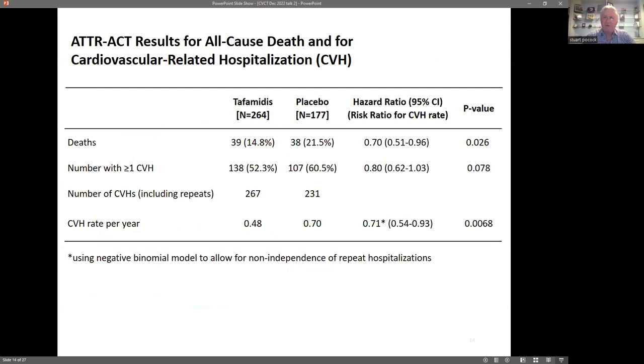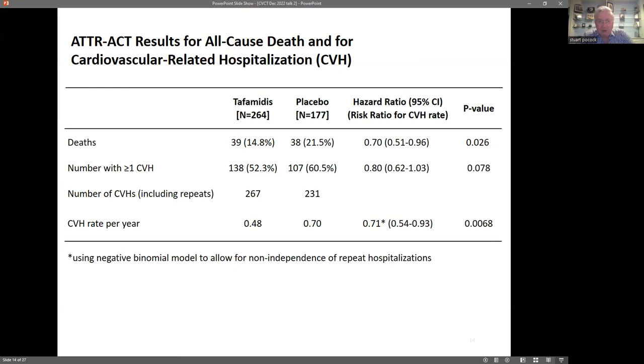In a build-up to what the primary results were, I'll look at the secondary results first. And you can see for deaths, which was a key secondary outcome, they thought they would be underpowered to look at deaths alone, but in fact they just about got there with a hazard ratio of 0.70 and a p-value just below 0.05, because the percentage of deaths was lower on tafamidis. Looking at time to first cardiovascular hospitalization, the hazard ratio wasn't quite significant, may have been hampered by the fact that this analysis was crude and was not taking into account the competing risk of death.